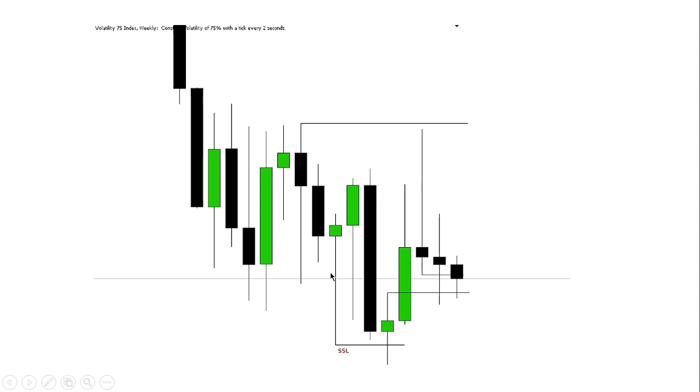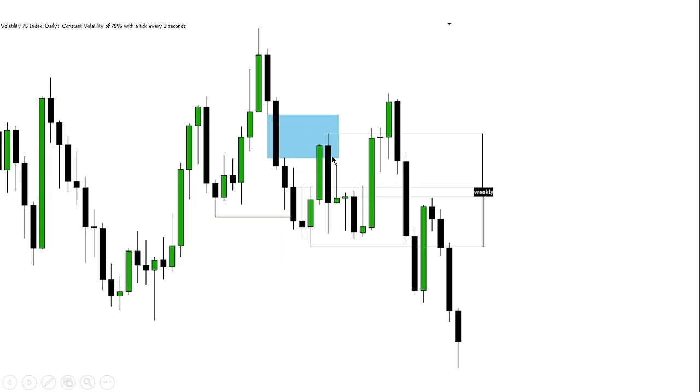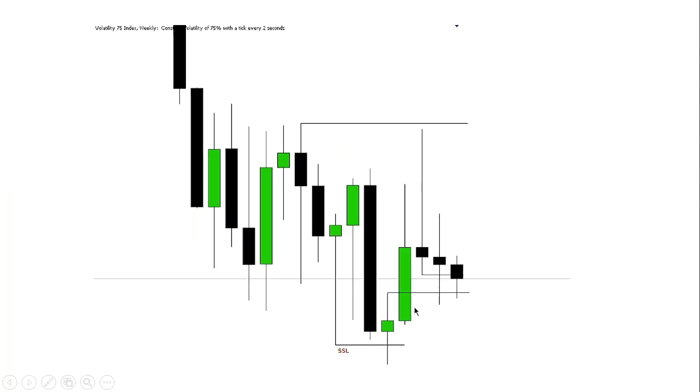So we have two contrasting PD arrays, one on the weekly. The weekly is saying buy, the daily is saying sell. So the daily bearish fair value gap, the weekly bullish fair value gap. In this particular case, which one takes precedence? That's right, it is the weekly time frame because of the hierarchy of time frames. And so we see price actually finding support on that bullish weekly fair value gap and then going a bit higher.